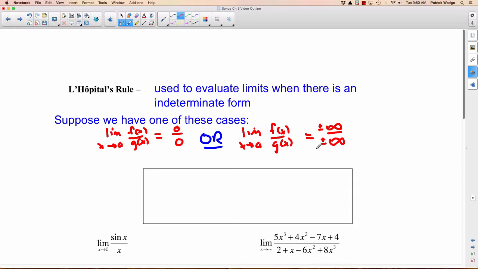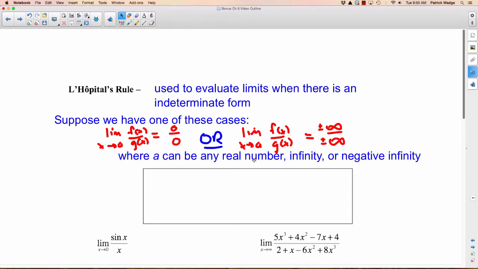Well, these are just indeterminate forms, aren't they? Where a can be any real number, infinity or negative infinity. So the limit can be approaching any real number, infinity or negative infinity.